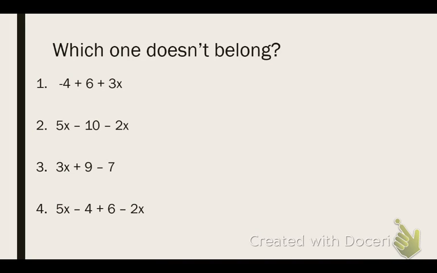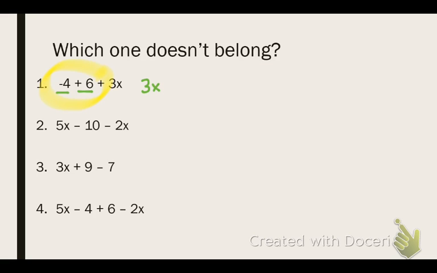For this next one, it asks us which one doesn't belong. So we've got to go through these 4 different options to figure out which one doesn't belong. So this is a constant, and this is a constant. And then that 3x is all by itself. All right? So what should I put first, my variable term or my constant? Your variable term. We always put the variable term first. So let's go ahead and rewrite it. That's a 3x.